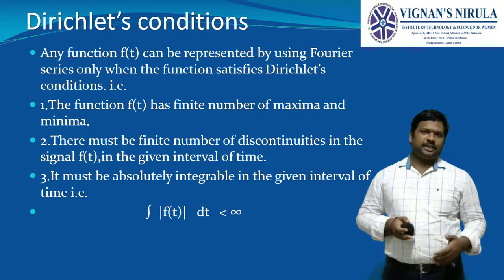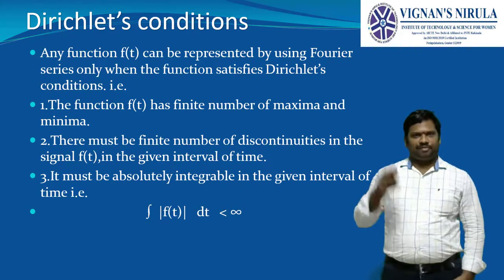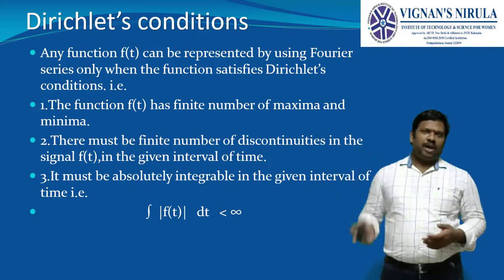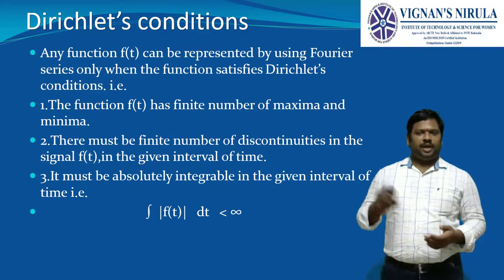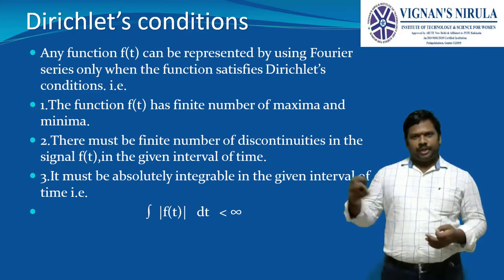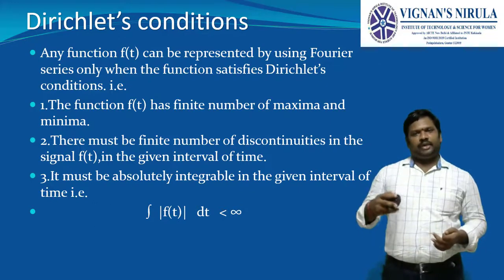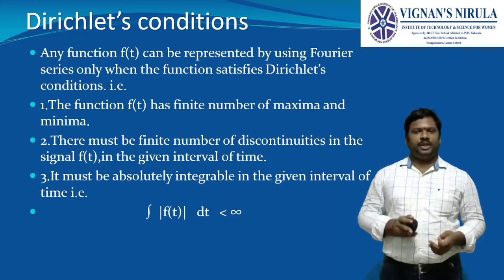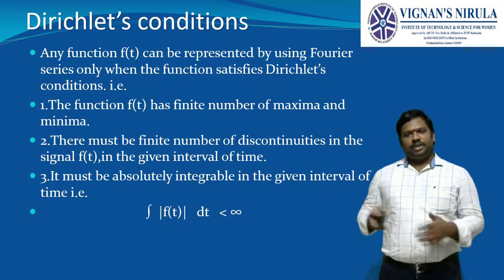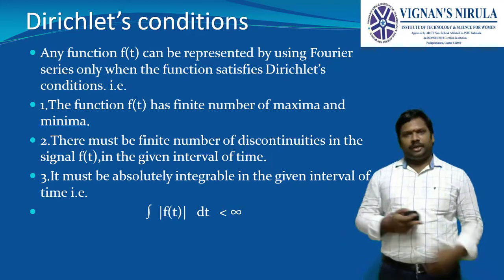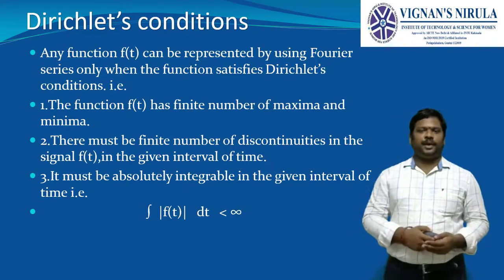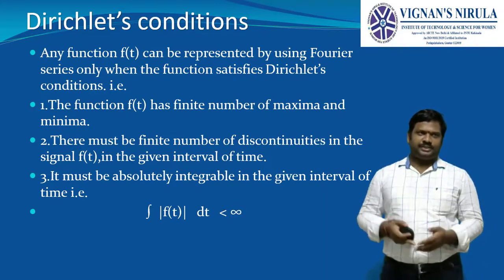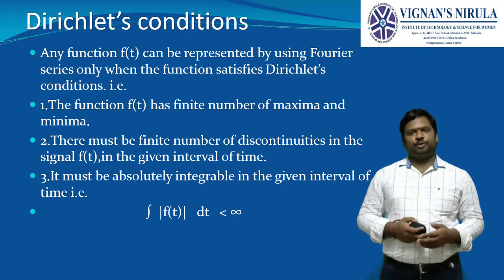When these three conditions are satisfied, the first is that it should have finite maxima and minima. That means a finite maximum amplitude and a finite minimum amplitude should be present. And it should have a finite number of discontinuities, meaning there may be zeros at some particular places. And it must be absolutely integrable, that means its integration value should be a finite value, less than infinity. Hence, when these three conditions are satisfied, the Fourier series is said to exist.